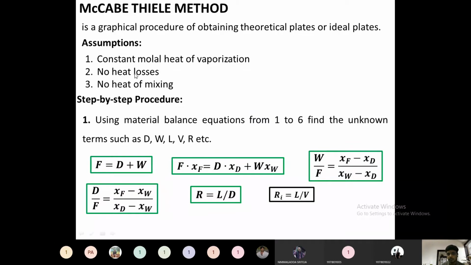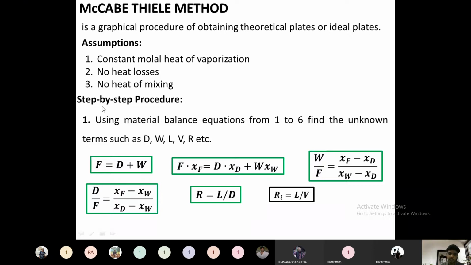The assumptions are constant molar heat of vaporization. We are constantly supplying heat in order to vaporize the feed liquid. Then no heat losses: there is no heat loss from the inside to the outside or outside to inside, so it is a completely insulated system. Then no heat of mixing. Vapors and liquids are just mixing with each other, so the heat generated by mixing of these two phases is neglected. So there is no heat of mixing.